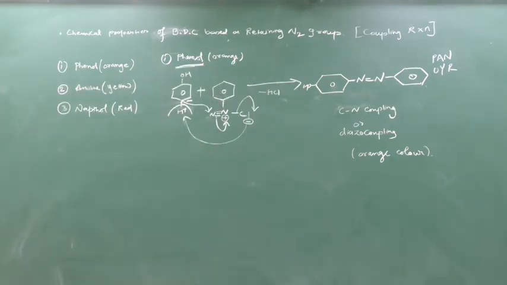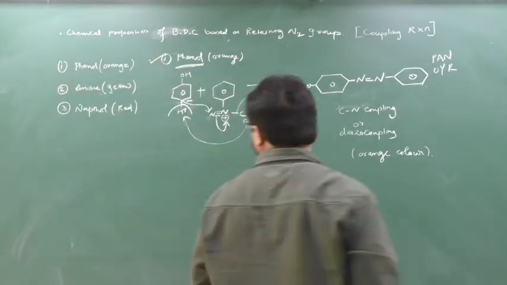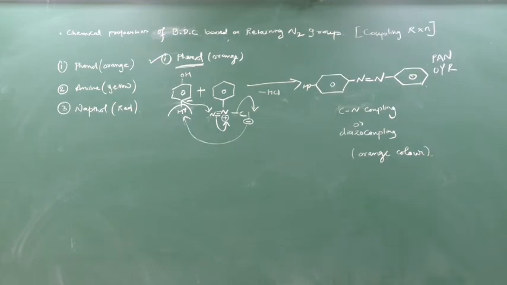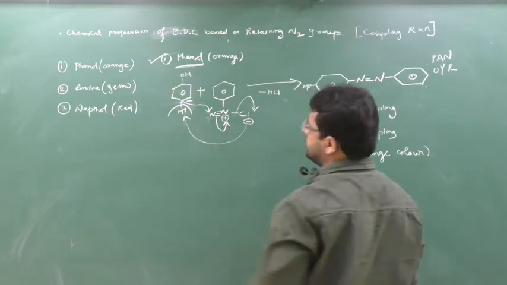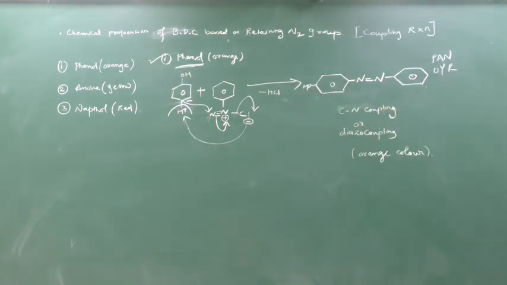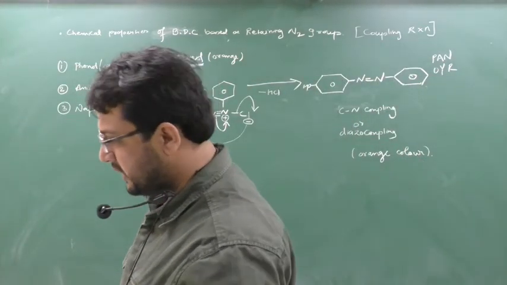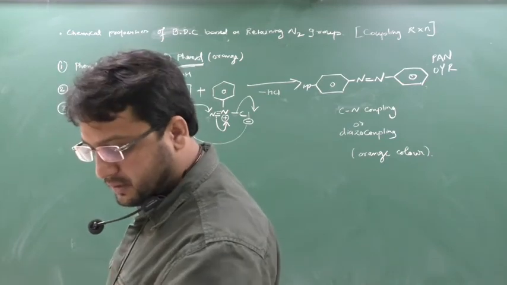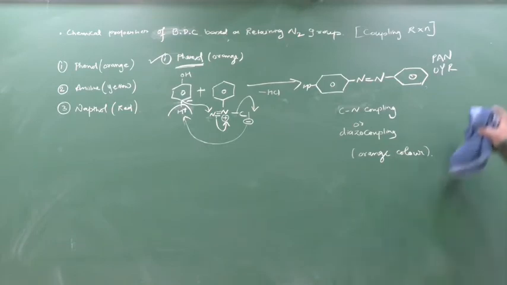Understood this portion? It's very easy. I'll show the mechanism only for the phenol, the orange dye, not for the aniline and naphthol. Clear this part? Why para position only? Para is more stable, that's why. Else it does not come. Shall I explain once more? Yes sir, see here. First I will write down the reaction and then I will explain the mechanism. Okay, once more we will see.